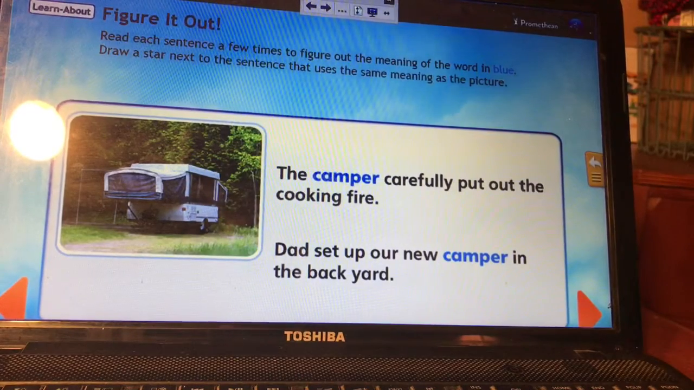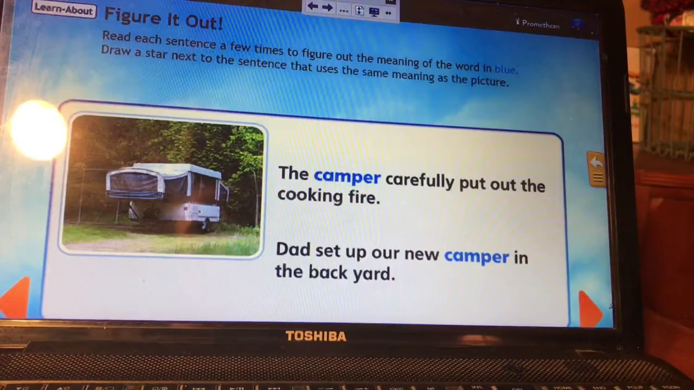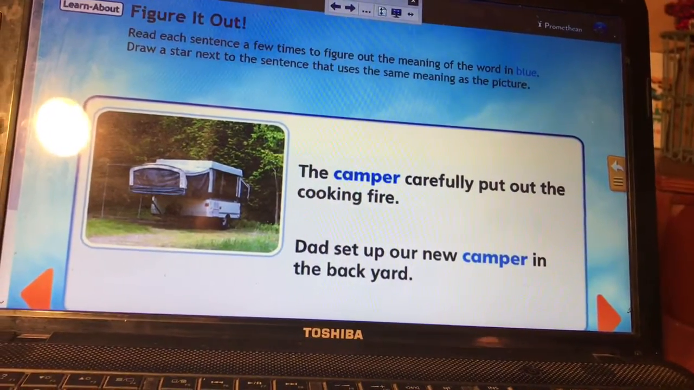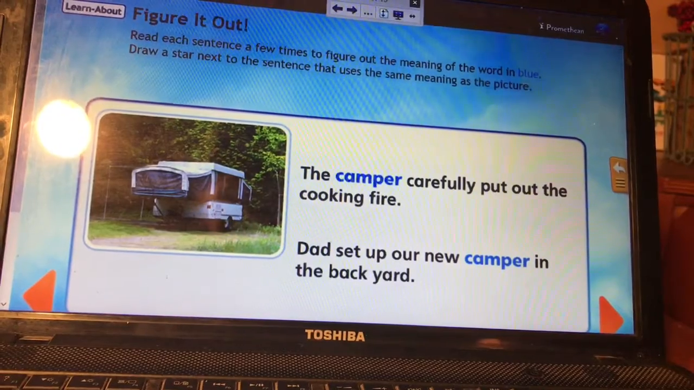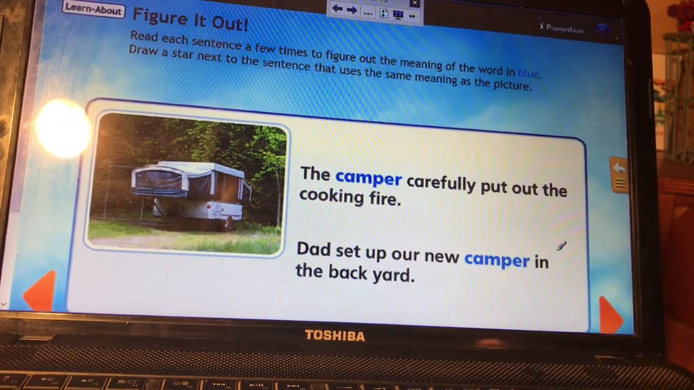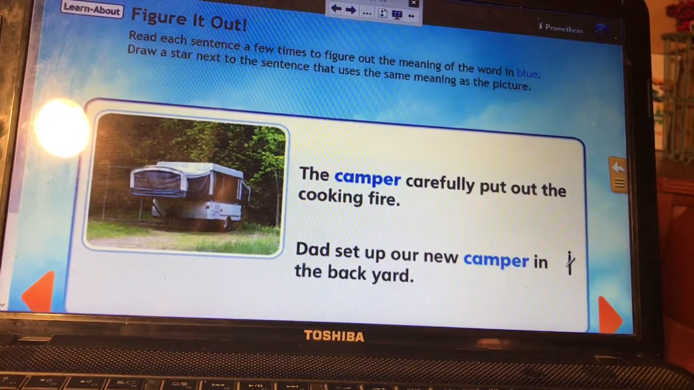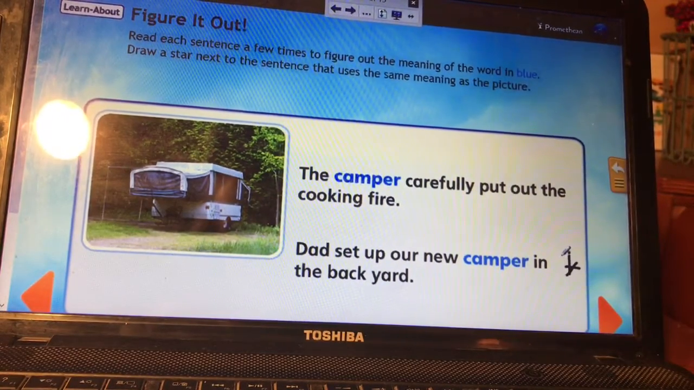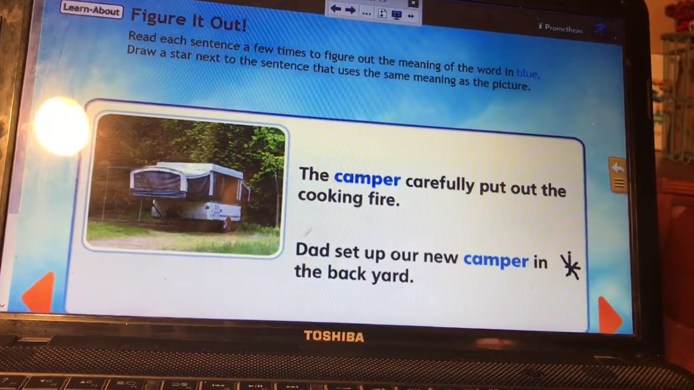The camper carefully put out the cooking fire. Dad set up our new camper in the backyard. One of these sentences refers to a person, and the other refers to the picture here. The second one says, Dad set up our new camper in the backyard. That one matches the picture.